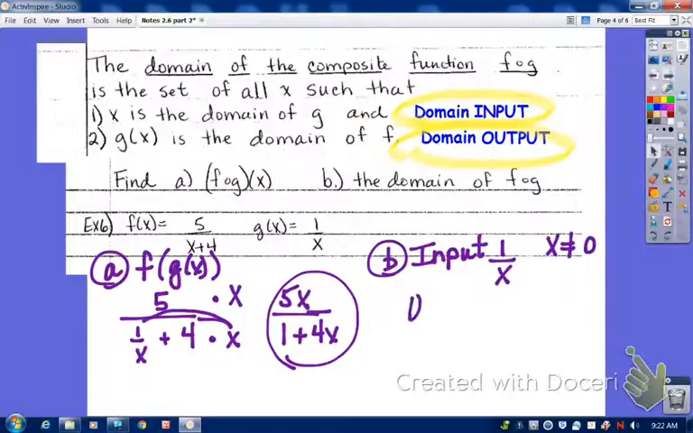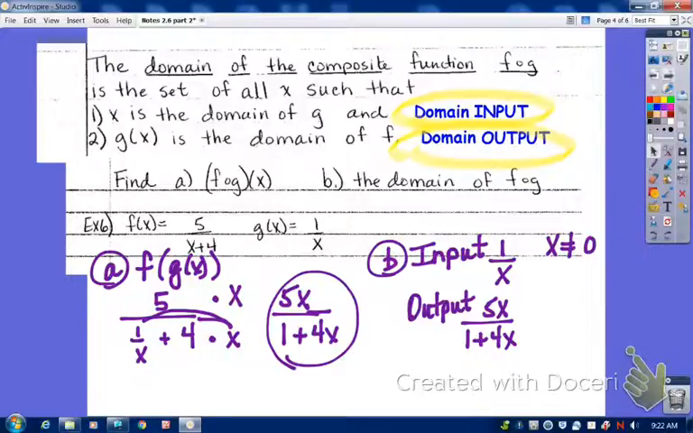And now we're going to go look at our output. Our output is our final answer. It's what we're getting out of what we put in. So our output is 5x over 1 plus 4x. Okay, do you see any x's in the denominator of your output? Yes, there is an x.